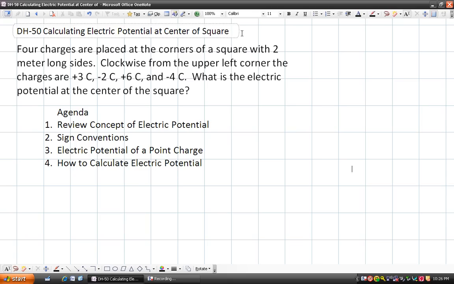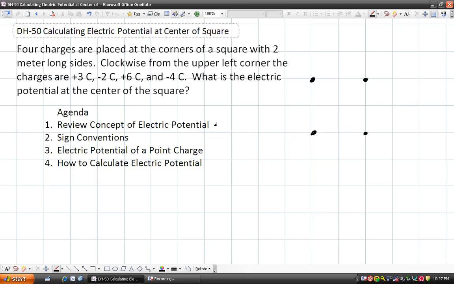But let's talk about electric potential. What we're going to look at is a situation where you've got four charges on the edges of a square, and what I want to know is, what is the electric potential at the center there? Before we can talk about that, though, I just want to take a second and remind you of a couple things. What is electric potential? What does it mean? What are the sign conventions? How do we calculate the electric potential from a single point charge? And then how do we calculate the electric potential from many point charges?